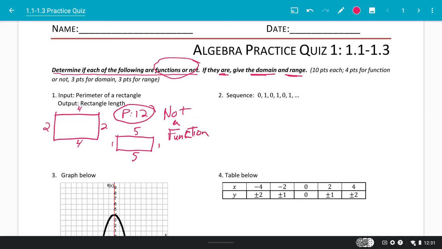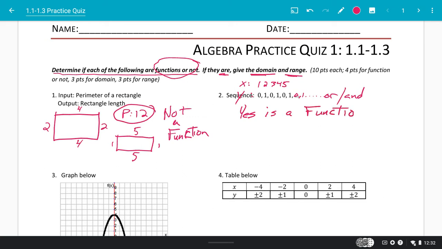Number 2, sequence 0, 1, 0, 1, 0, 1, 0, 1, 0, 1. That continues on and on and on forever. Remember, with a sequence, our first number is our first output, second output, third output, fourth output. And these numbers that I'm writing up top are my inputs or my x values, and the numbers in my sequence are my y values or my outputs. As long as there's no repeating input, a sequence will be a function. So yes, it is a function.